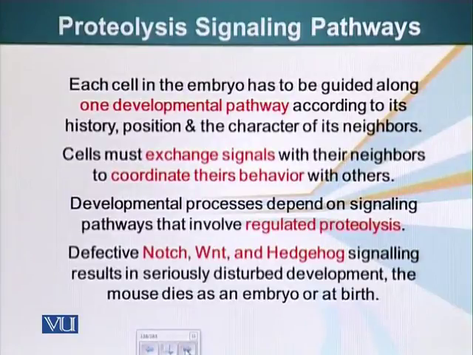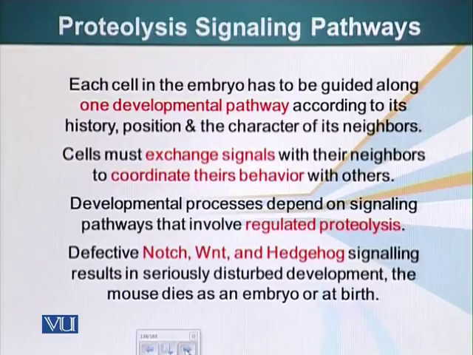Each cell in the embryo has to be guided along one development pathway according to its history, position, and character of its neighbors. We have talked about this, that life begins with a single fertilized egg. This egg has to divide and divide. Not only is it increasing the number of cells, the cells have to be guided along specific developmental pathways. For example, some cells have to become muscle cells, other cells nerve cells, other cells skin cells, and so on and so forth.